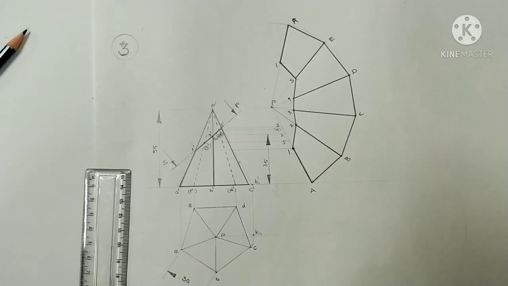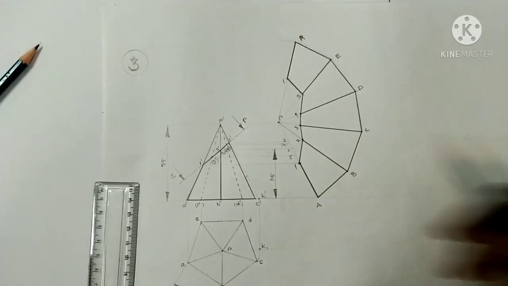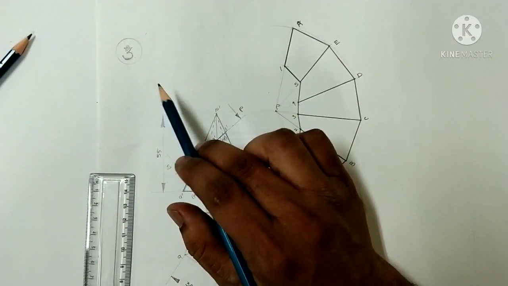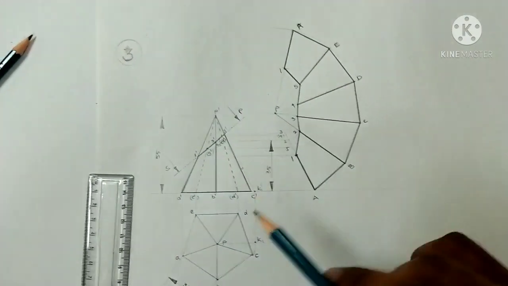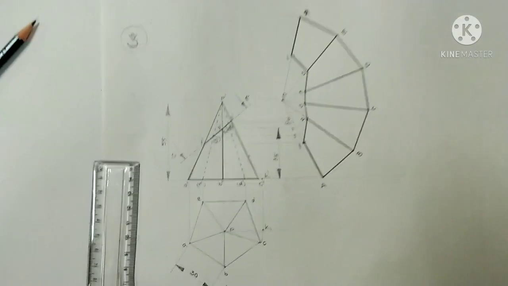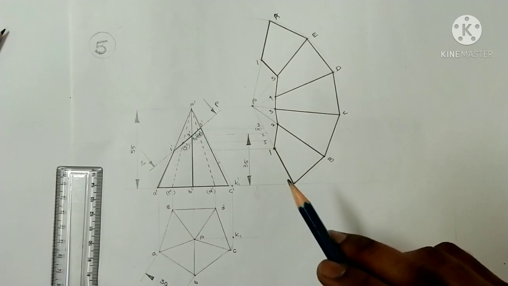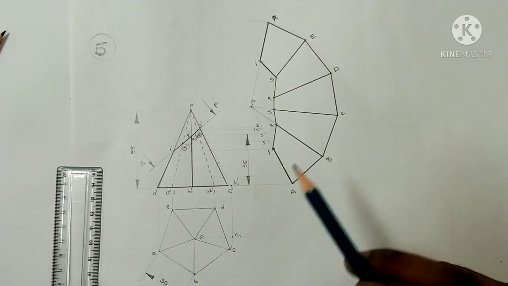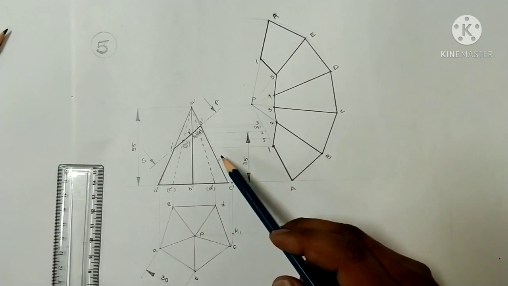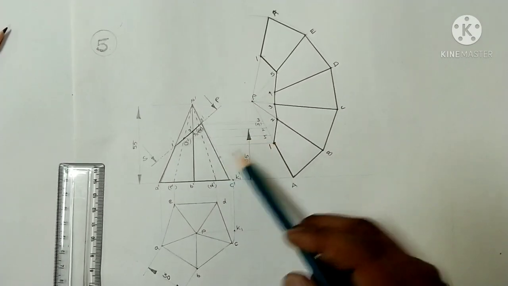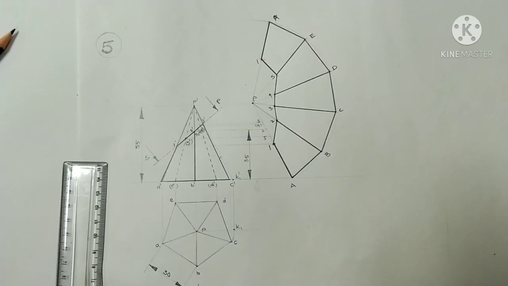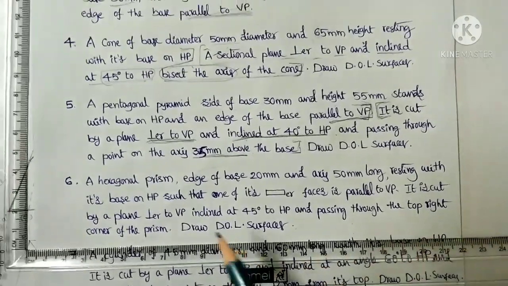Now let us move to the next problem. Next let us move to problem number 6. We can see the final view of the truncated pyramid development. So here remember this one, this line and this line are both parallel to each other. And if we come to problem number 6, yes, here we can see problem number 6.